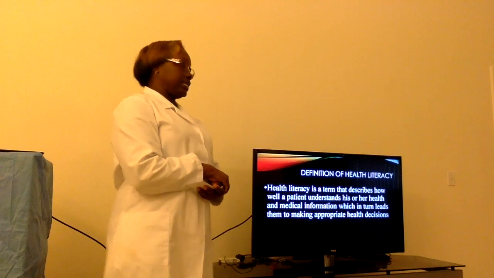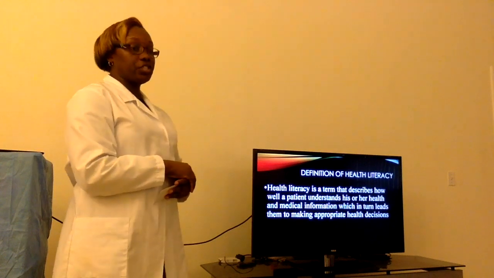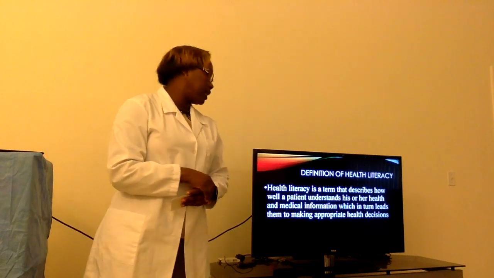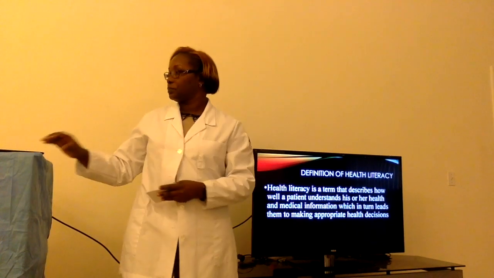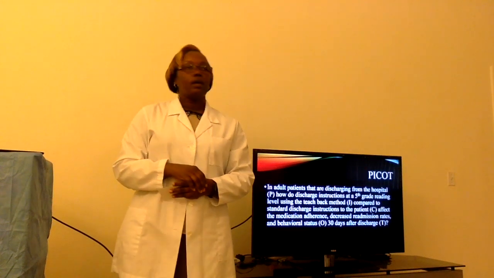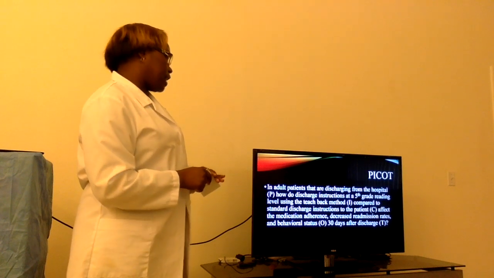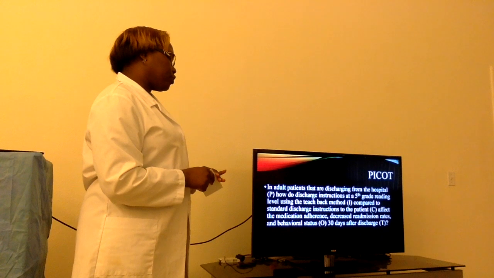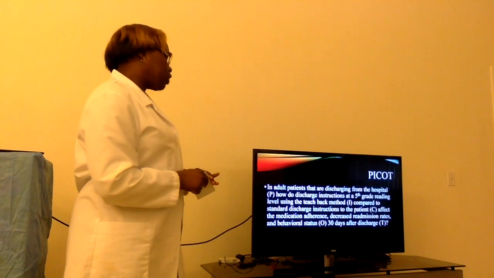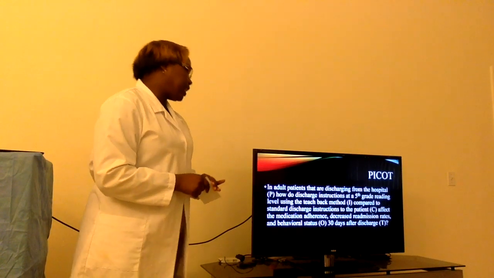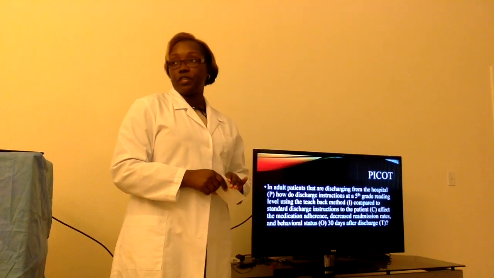Definition of health literacy. Health literacy is a term that describes how well a patient understands his or her health and medical information, which in turn leads them to making appropriate health decisions. PICO. In adult patients that are discharging from the hospital, how do discharge instructions at a 5th grade reading level using the teach-back method compared to standard discharge instructions to the patient affect their medication adherence, decrease readmission rates and behavioral status 30 days after discharge?